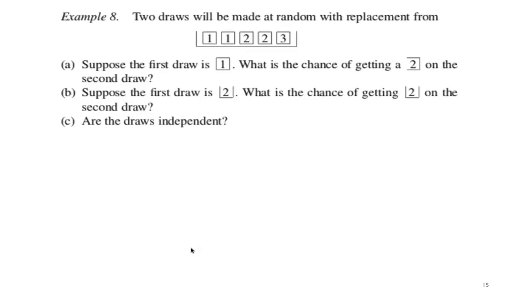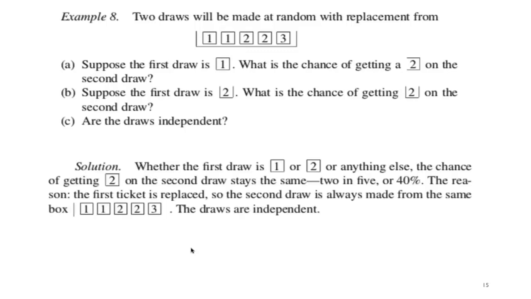So suppose you make two draws at random with replacement from this box. We replace the ticket once we get it. Suppose the first draw is a 1. What's the chance of getting a 2 on the second draw? And then suppose that the first draw is a 2. What's the chance of getting a 2 on the second draw? And then the question is, are these draws independent? Whether the first is a 1 or 2 or anything else, the chance of getting a 2 on the second draw stays the same.